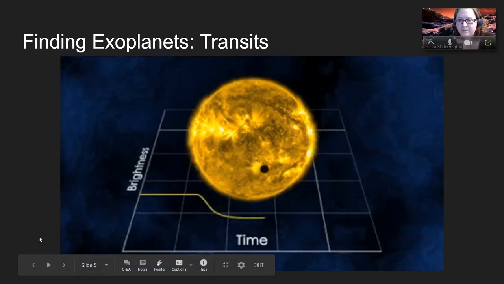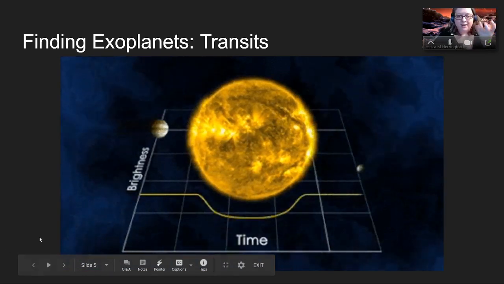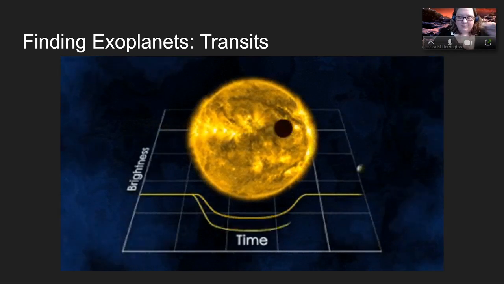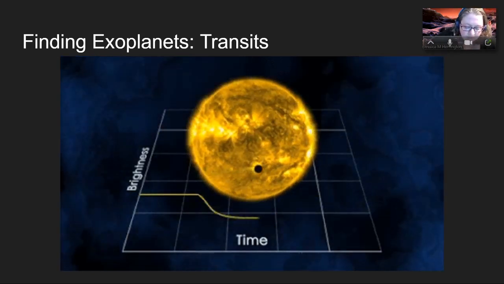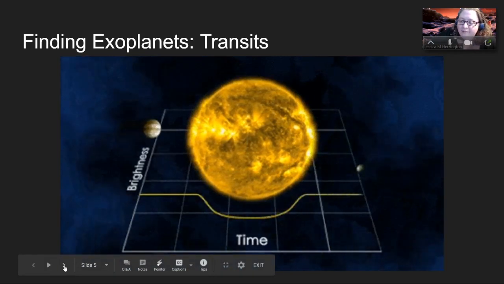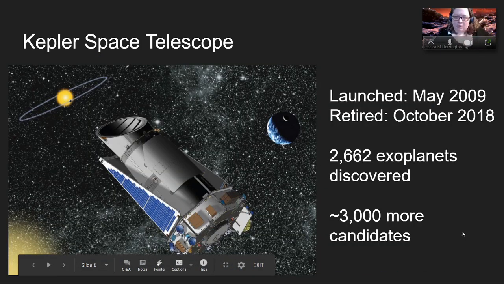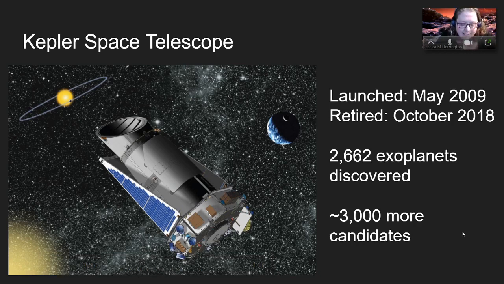So those are our two main methods, the wobble of the star, and then looking for that drop in brightness from that transit event. And so we have two space telescopes that are dedicated to searching for planets around other stars. The one that you might be familiar with, the more known of the two, is the Kepler Space Telescope, which launched back in 2009 and was retired a couple years ago in 2018.